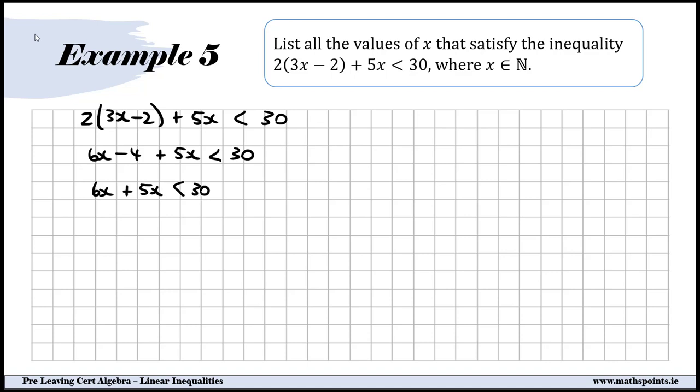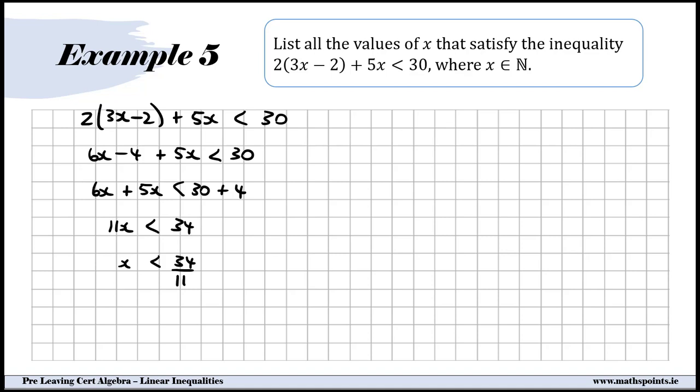So 30 is on the right hand side, and to remove the minus 4 from the left hand side, I'm going to add a 4 to both sides. 6x plus 5x is 11x, and that's going to be less than 30 plus 4, which is 34. Now note here that 11 doesn't go in evenly into 34, so I want to divide both sides by the number next to the x, which is 11, and so I'm just going to have to put the 34 over 11, just knowing that it doesn't divide in evenly and give me a whole number.